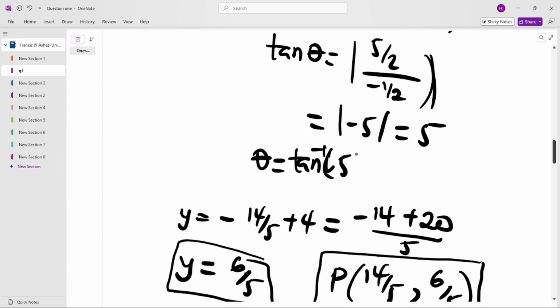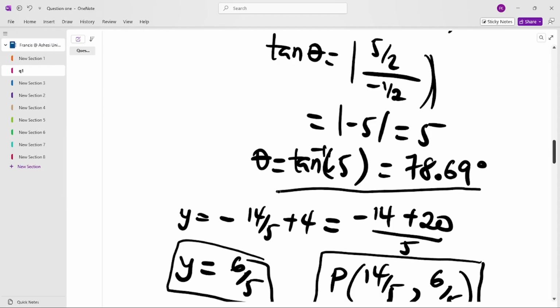Tan inverse of 5 is 78.69 degrees. So this is the value for the acute angle between the two lines. Okay.